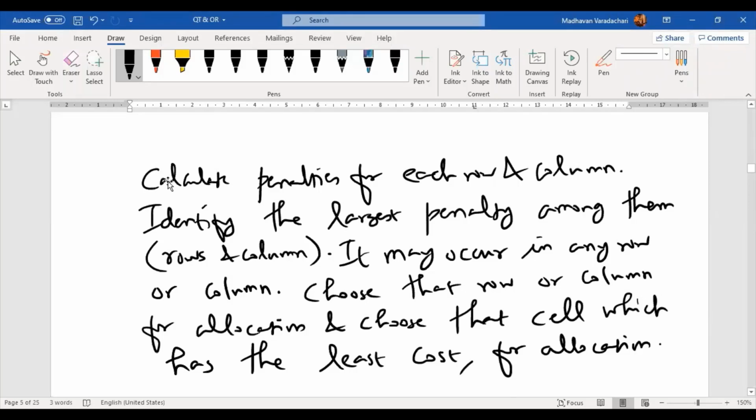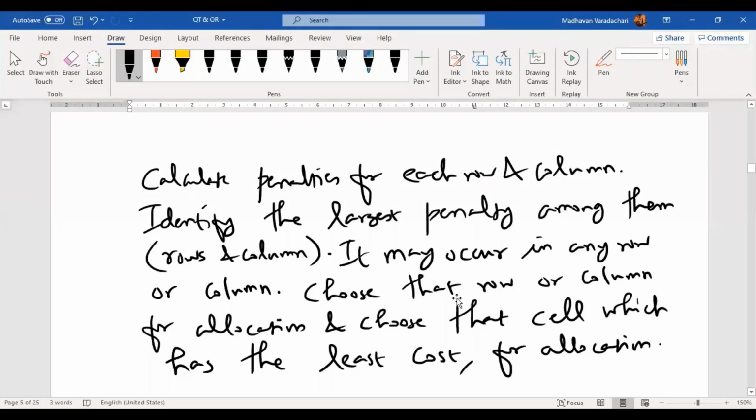So what I wrote: calculate penalties for each row and column. That we have done. For each row we calculated penalties, and for each column also. Next, identify the largest penalty among them. You wrote some numbers in rows as penalties, and some numbers in columns as penalties. Now identify which one is the largest. That largest may occur in some row or in some column. Whatever it is, identify whether it is in a particular row or column. Then in that row or column, whichever cell has the least cost, there you have to start your allocation. That is what is written here.